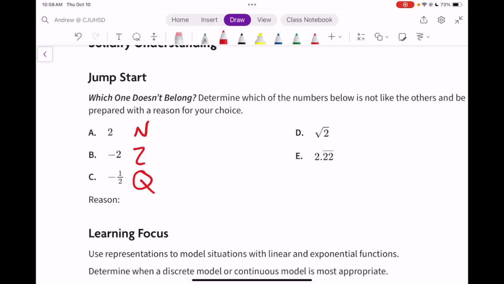2.22 is a rational number, but it is also a repeating decimal. Believe it or not, you can write repeating decimals as fractions. So irrational numbers are sometimes called real numbers without the rationals. Every number here has something about it that's unique.